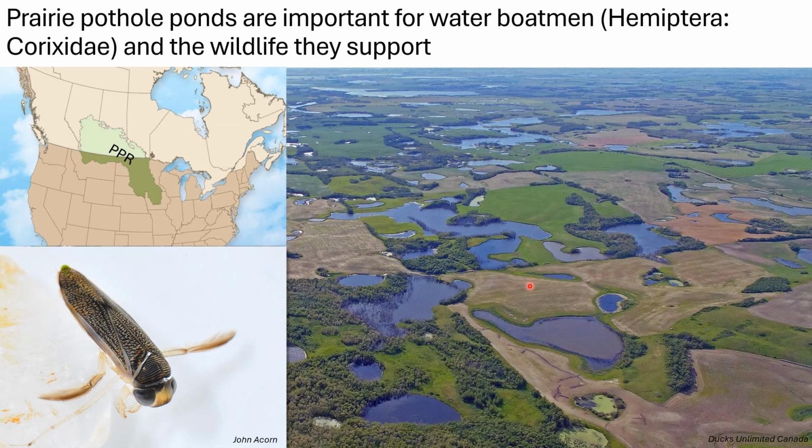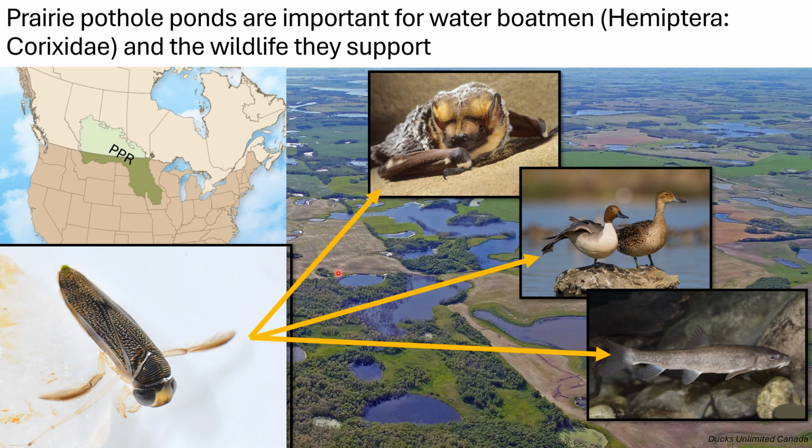These ponds tend to produce a lot of aquatic invertebrates, especially water boatman insects, which are an important part of these aquatic invertebrate communities. Water boatmen feed lots of other wildlife because they're so abundant and easy to eat. So things like bats, ducks, and fishes will feed on water boatmen.